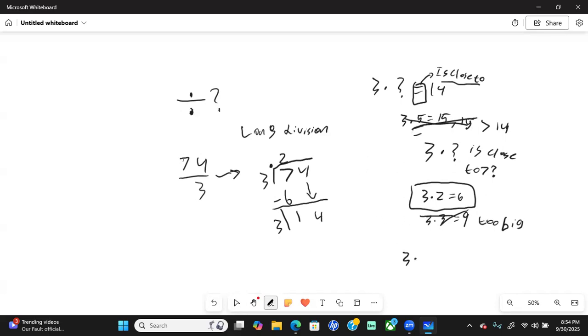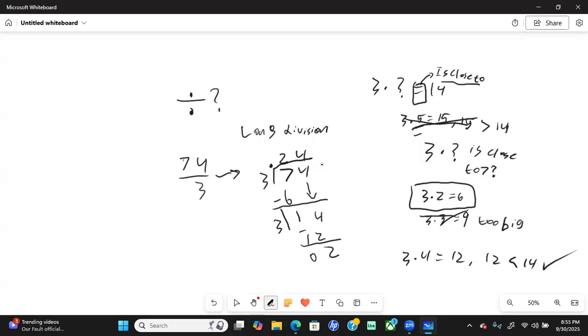But 3 times 4 is 12. 12 is less than 14. Therefore, I can use it. So let's multiply by 4 here. So that gives me 12. Then I subtract them. This is going to give me 0. This is going to give me 2.